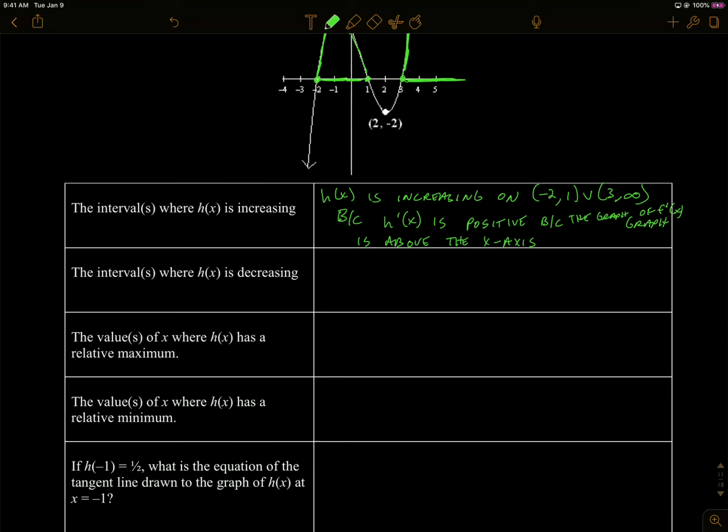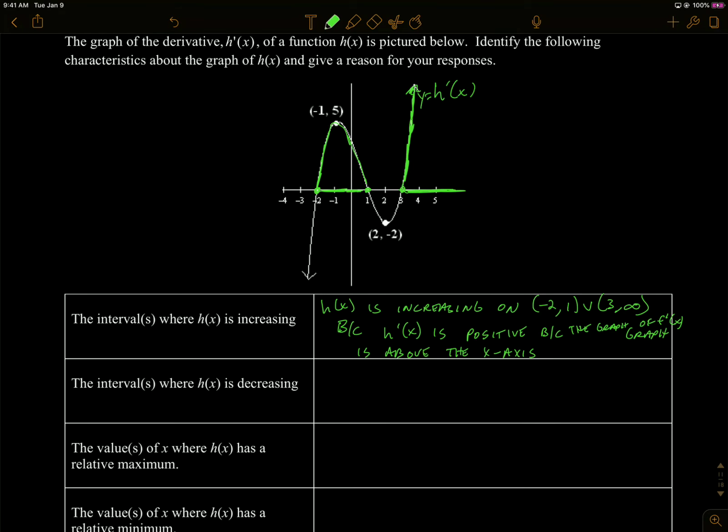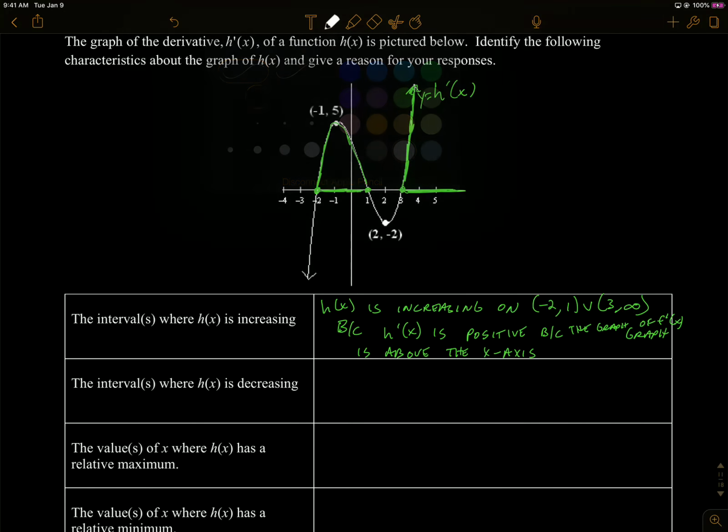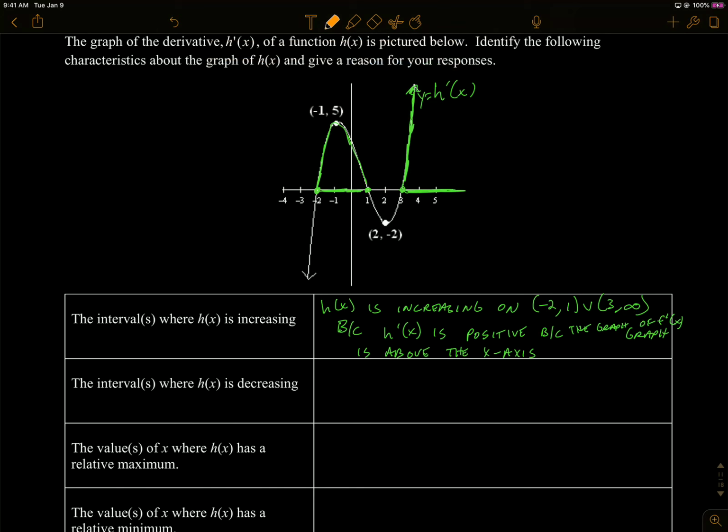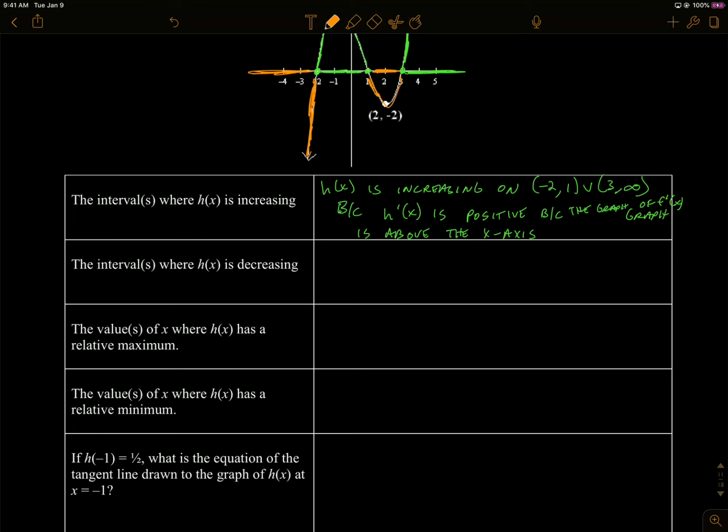All right, so the intervals on which h of x is decreasing, that's going to be anywhere the derivative is negative. I'll trace that in orange, since white's not going to work. So it's going to be on these intervals from negative infinity to -2 and from 1 to 3. So I don't need to write that out. You know how you can write out the reasoning here. We're going to say that h is decreasing on those intervals because the graph of the derivative is below the x-axis, which makes the derivative negative.